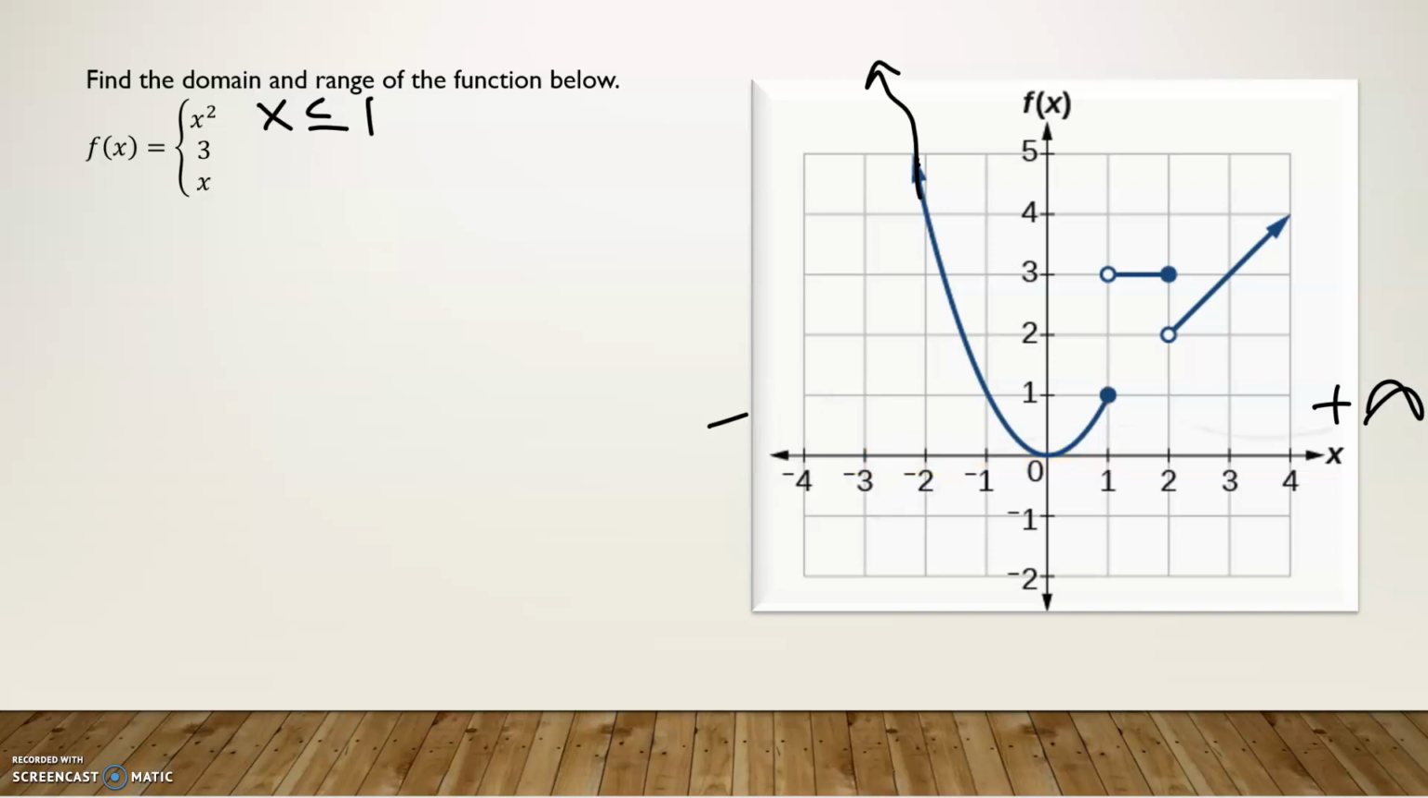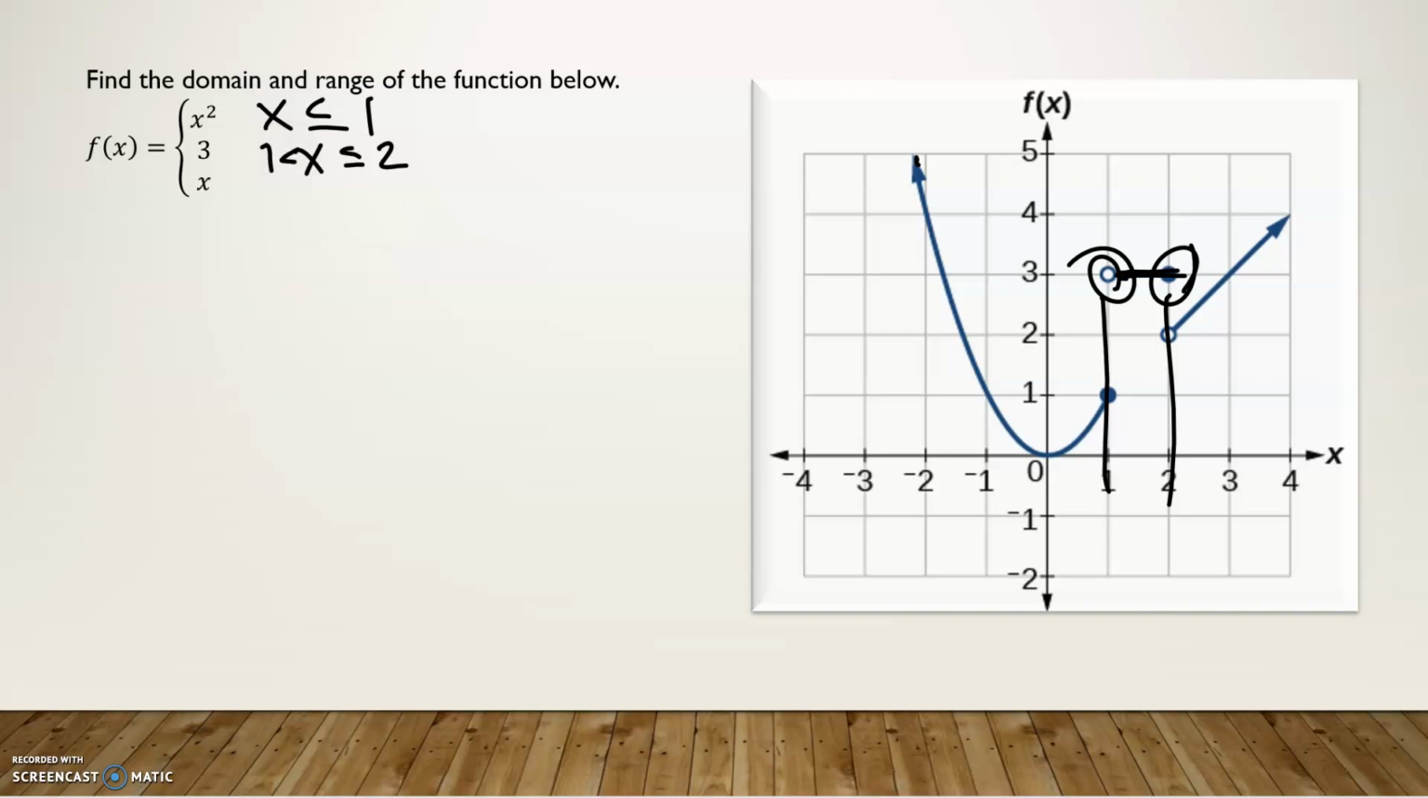And then let's look at the second one, the constant, this little function right here. It looks like the domain goes from 1 to 2. It doesn't include the 1 because of this open circle. It does include the 2 because of this closed circle. So x is smaller than or equal to 2, but bigger than, not equal to, 1. That's how you would write that x goes between these two.